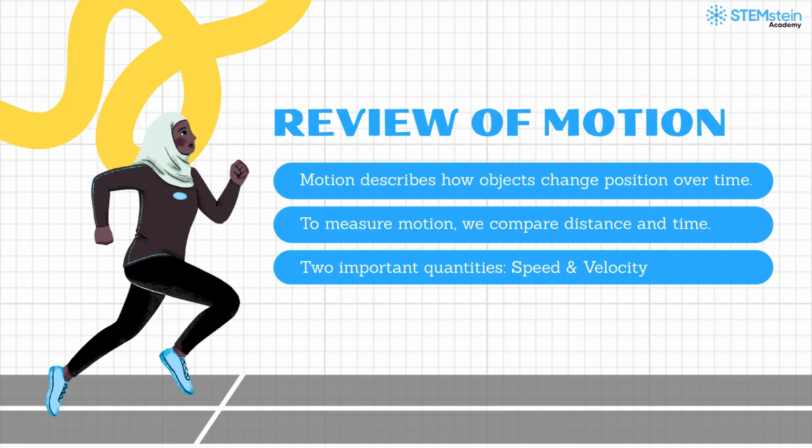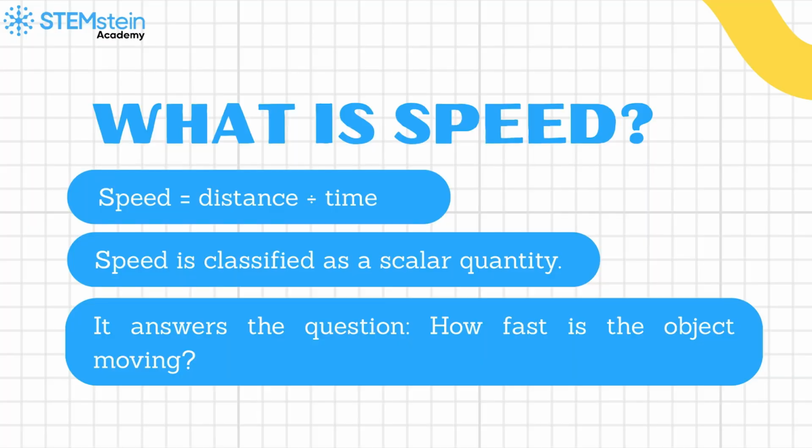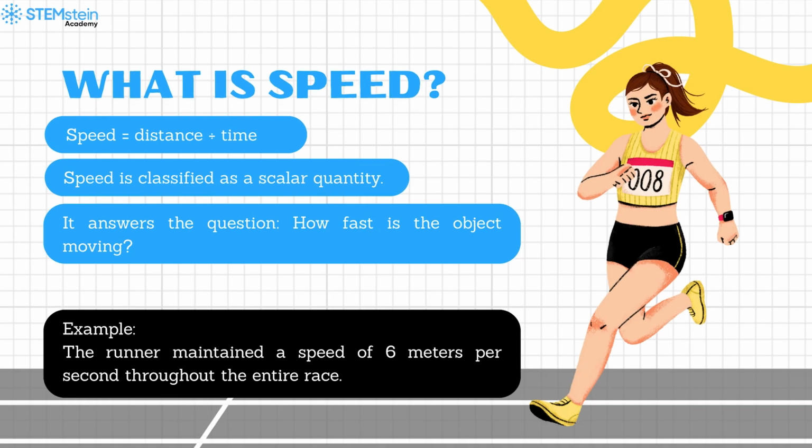First, let's review motion. Motion describes how objects change positions by comparing distance and time. The first primary measurement is speed. Speed is measured as distance over time, and it's classified as a scalar quantity. This means that it has no direction or positive or negative. So, how fast the object is moving is what speed answers. For example, this runner is maintaining a speed of 6 meters per second. Meters is the distance, seconds is the time.